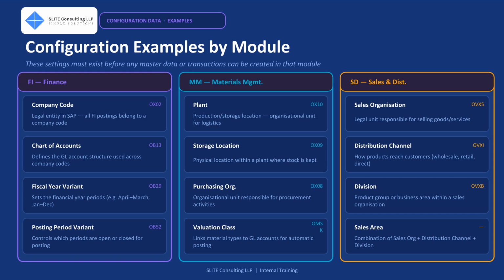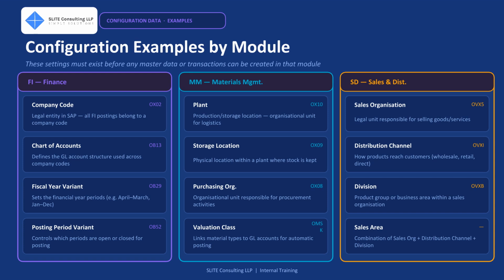In materials management, the plant, which represents Acme's Coventry factory, is configuration. The storage location within that plant is configuration. The purchasing organization, which our functional consultant forgot to set up, is configuration. In sales and distribution, the sales organization, the distribution channel, the division, all configuration. They define the legal and commercial structure through which Acme sells its products.